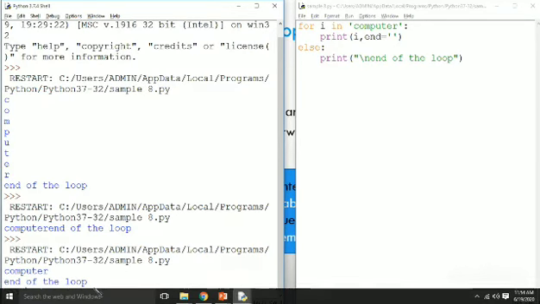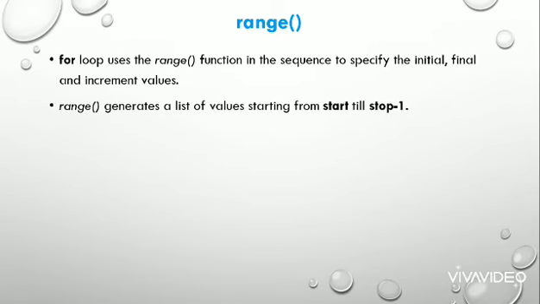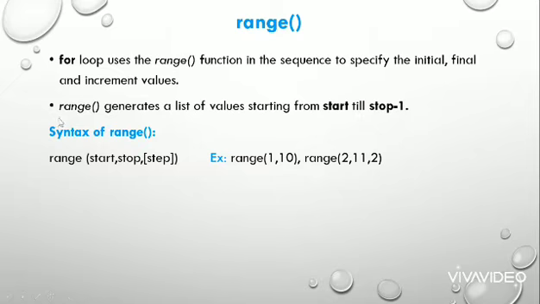The next very important function we are going to see is called the range function. The range function is used to work with a sequence of integer values. The for loop uses a range function in the sequence to specify the initial, final and increment value. The range function generates a list of values starting from start till stop minus 1. I'll tell you what stop minus 1 means later, children. First we will see the syntax here.